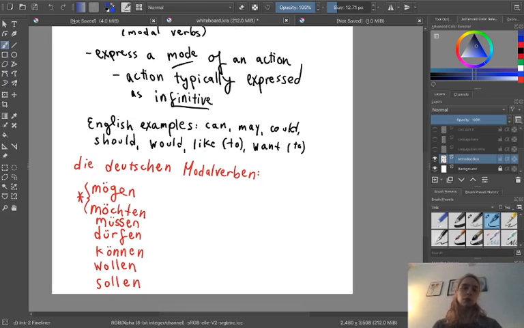So in English, we could think of these as words like can, may, could, should, would, like to, want to. So wie können wir da ein bisschen weitermachen? As an example, I might say, na, was sage ich denn?